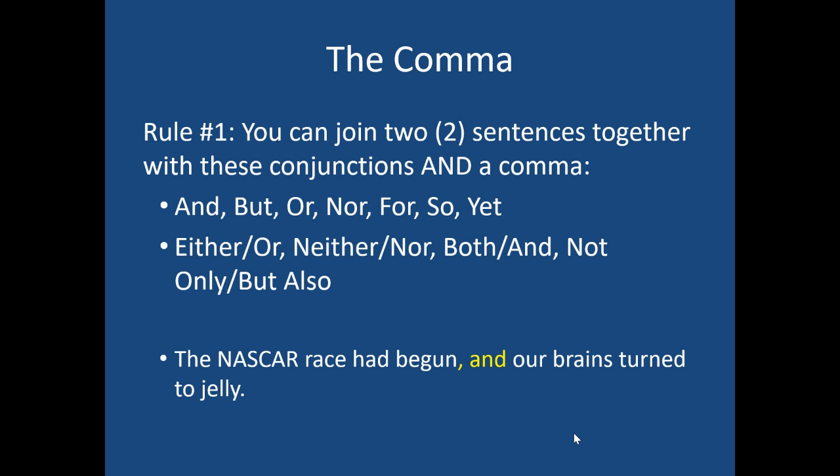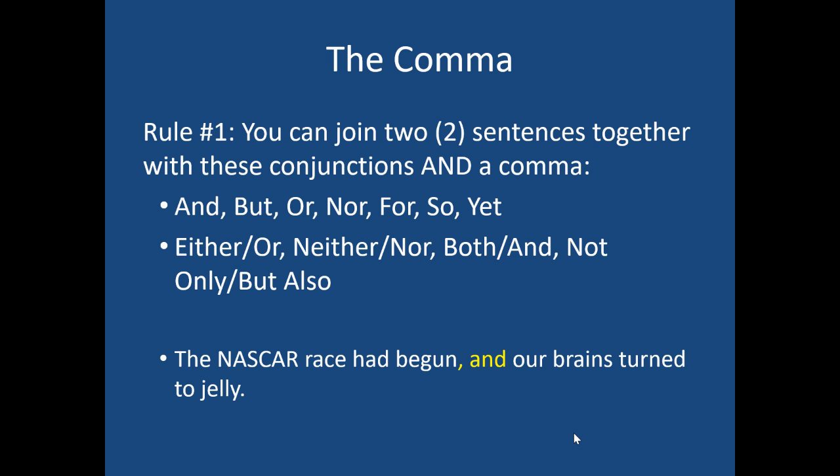You can join 2 sentences together with these particular conjunctions and a comma. These are your fanboys: and, but, or, nor, for, so, yet, which I know doesn't really spell fanboys, but that's just the order that I learned them in when I was in school. And there's also the correlative conjunctions that come in pairs: either or, neither nor, both and, not only but also. We can use these to join 2 full sentences together to create a compound sentence.